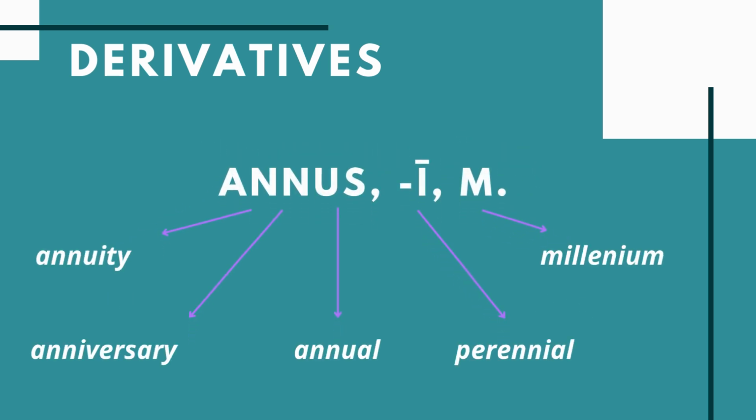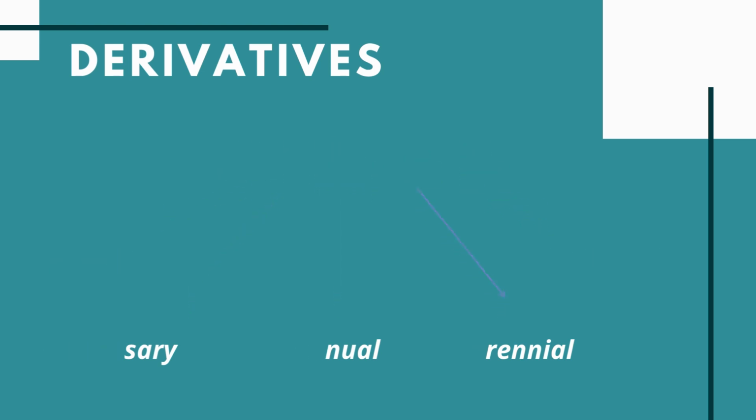And from this, we get a bunch of words in English, like annuity, anniversary, annual, perennial, millennium. All of these have to do with the year or something involving the year, right? And you can see it, like I said, in the way that they're spelled and even the meanings, right? Millennium is 1,000 years. Annual means it happens every single year. Same with an anniversary, right? It's a yearly event. So that stem of year is in all these words in English.